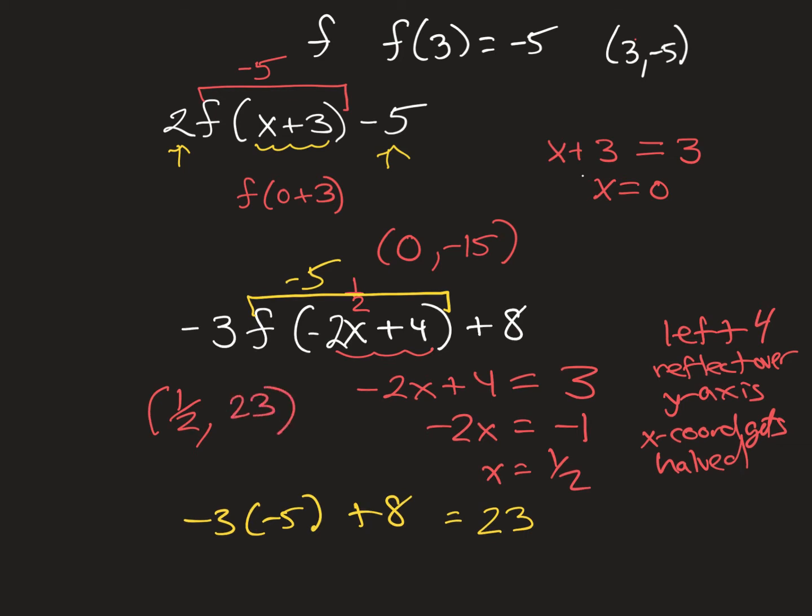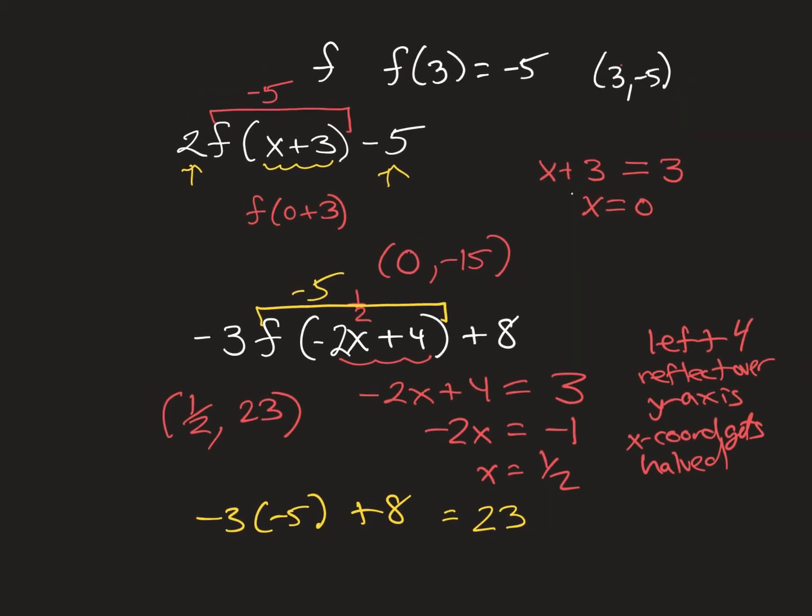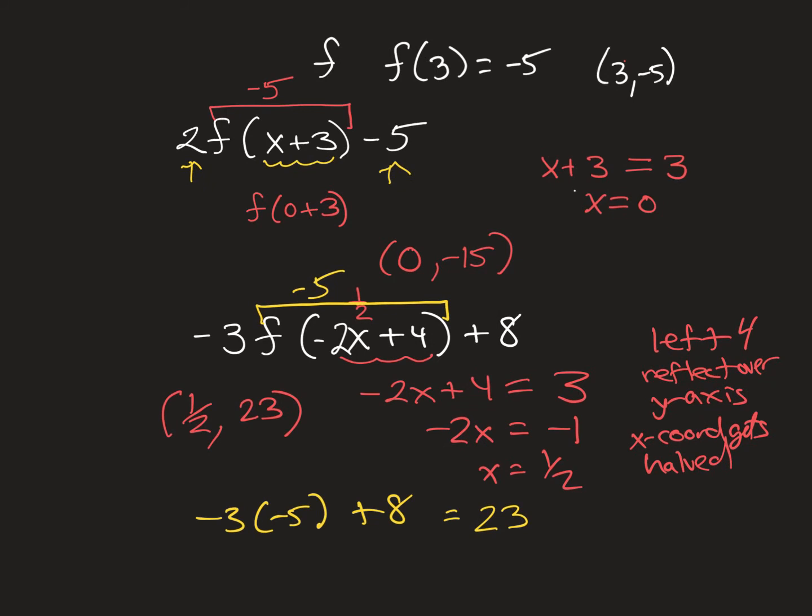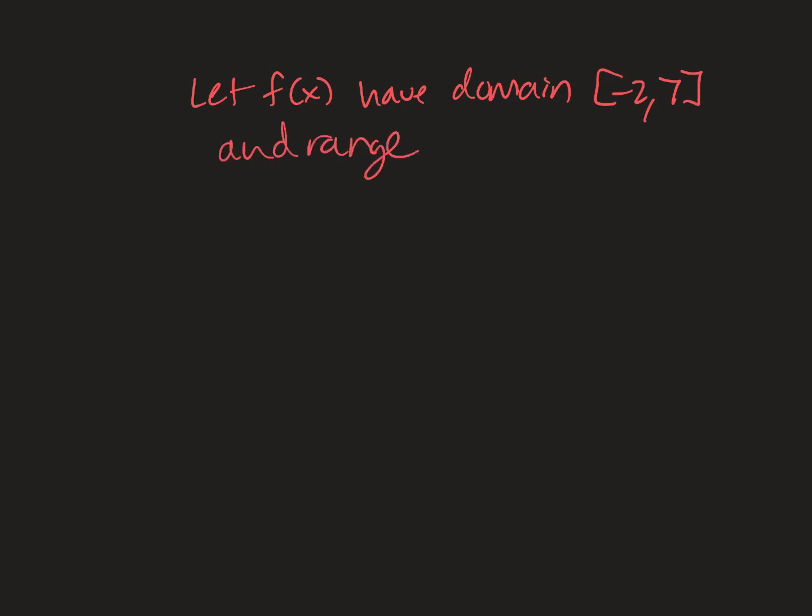So here's a point. Where does this point go given the transformation? All right, let's talk about another type of problem. Let's talk about a similar idea. So let's say let f of x have domain -2 to 7 and range -5 to 3. Let's find the domain and range of the following.